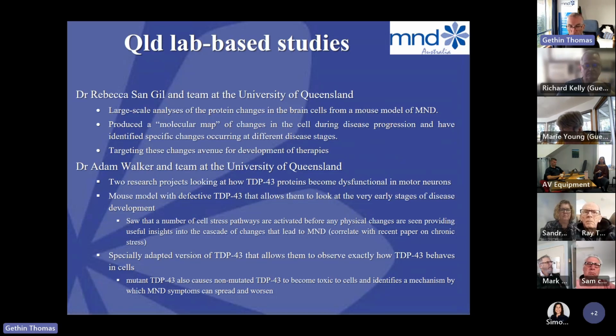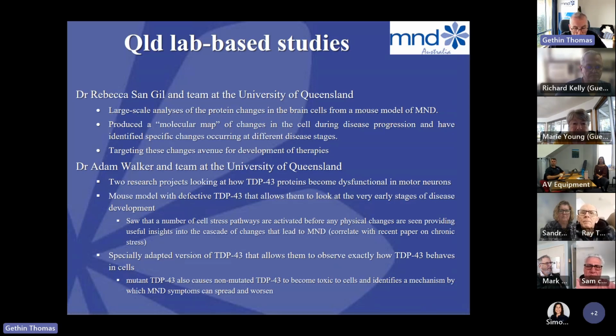Rebecca Sangill and her team at the University of Queensland have done some large-scale analysis of the actual protein changes that are happening in brain cells. They've used a mouse model of MND, taken the brain cells out, and looked at each protein in those cells and how they're changing. This allows them to produce a molecular map of the changes in the cell. They've done this at different stages of the disease, very early and much later. This gives them some targets: once we know what's changing, how can we target those changes as a potential therapy in the future?